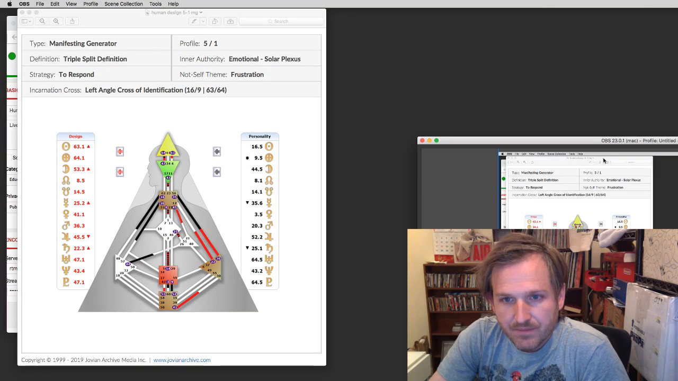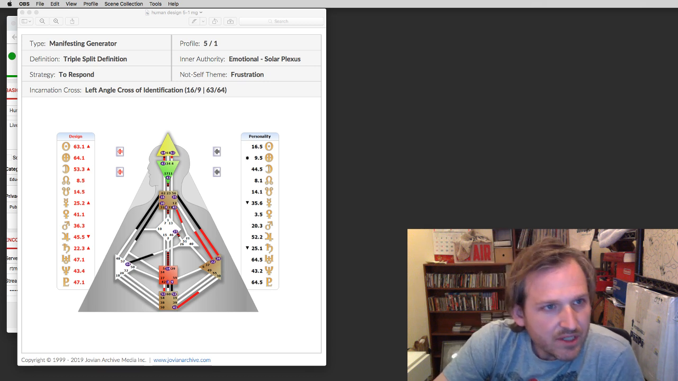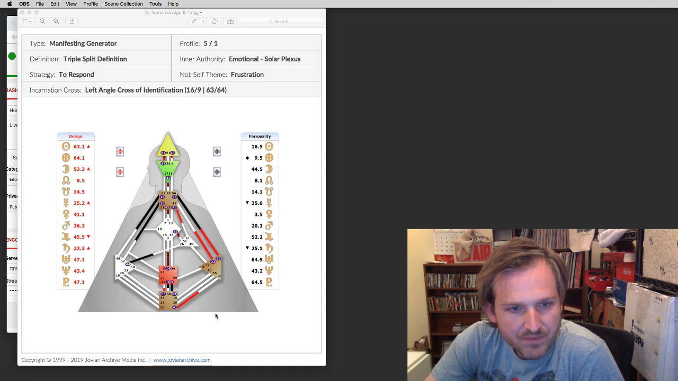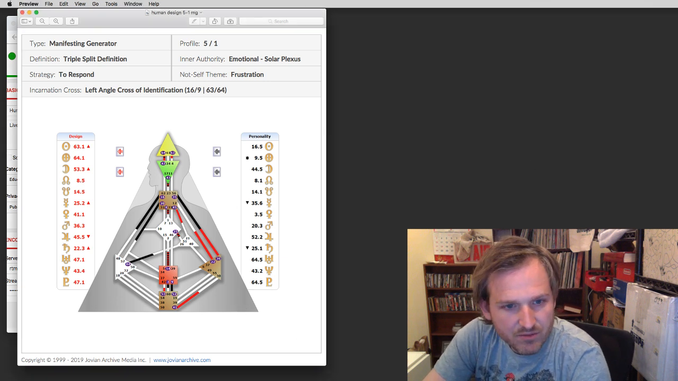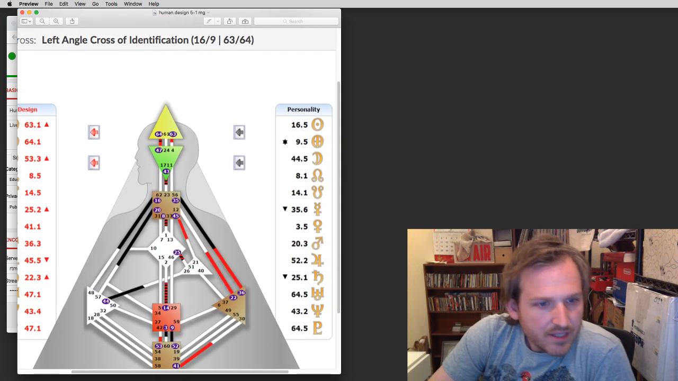So here's the chart we're going to be looking at today. Let me get this out of the way here. So, yeah, we're going to be looking at a manifesting generator who's a 5-1. And this is from Jovian Archive. Special thanks to Jovian Archive.